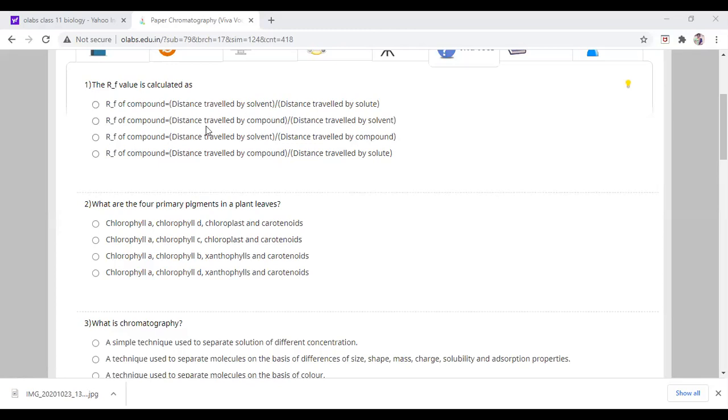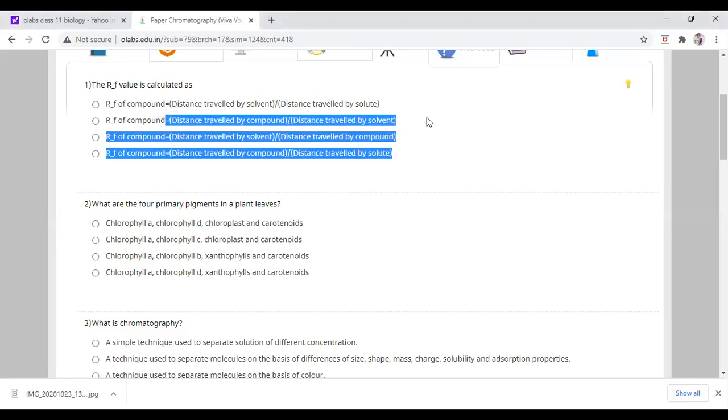Solvent will be in the denominator. B will be the answer. The distance traveled by the compound by the distance traveled by the solvent. Second will be the answer. Okay.